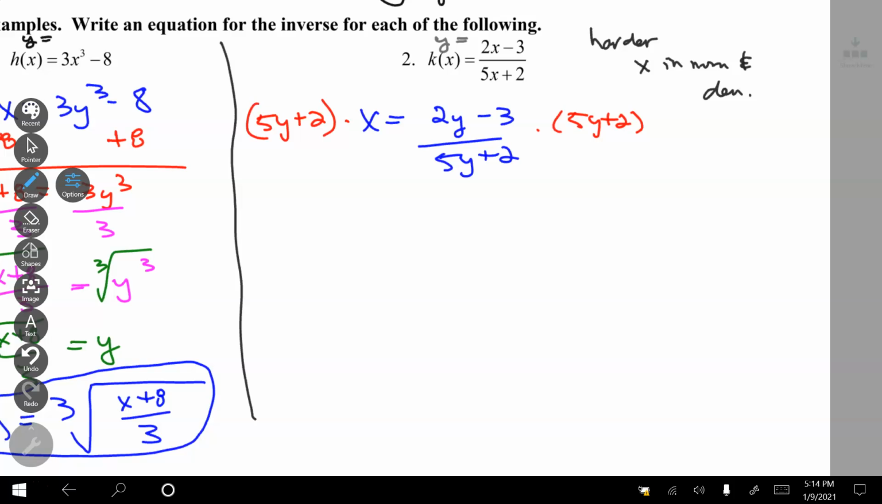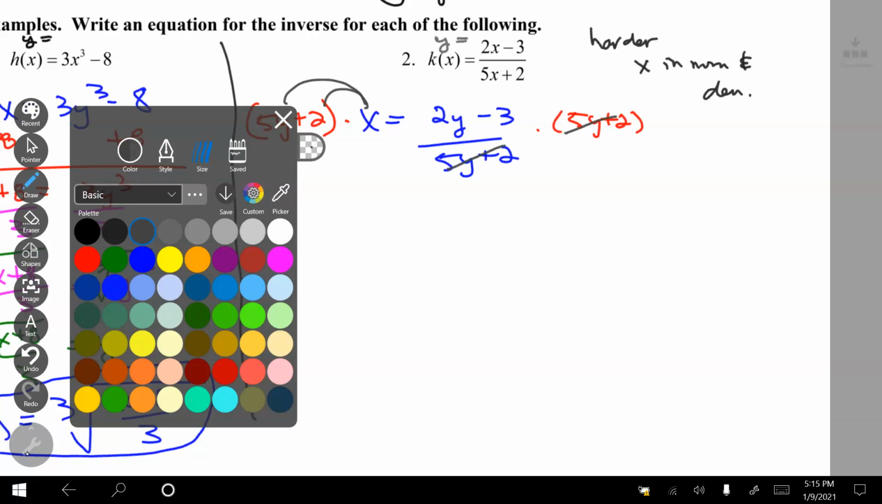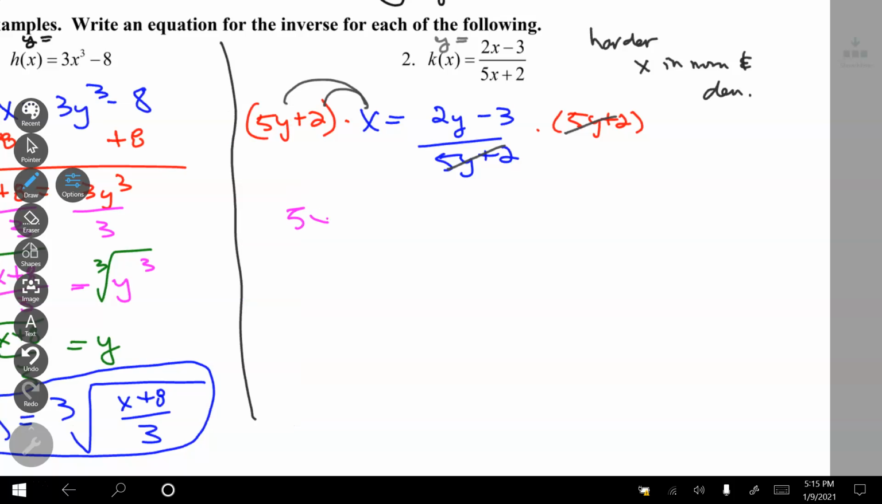So I've done that. I'm going to get a nice cancellation over here, but then I'm going to distribute. Distributive property works both ways. And I get 5xy plus 2x is equal to 2y minus 3.